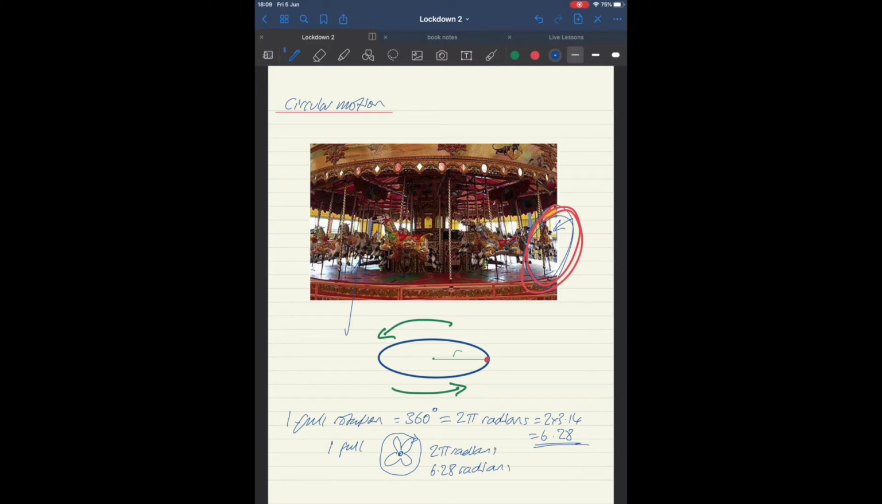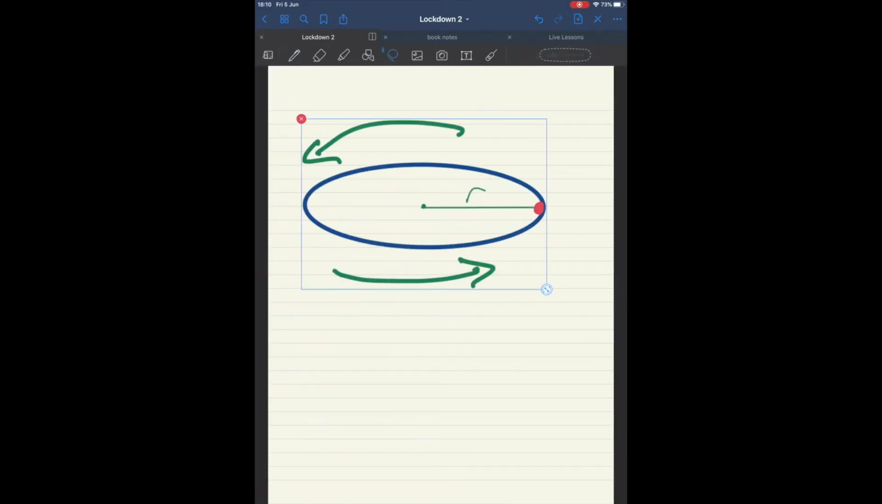One quick question then: 1 radian equals 360 divided by 6.28, which gives you 57.3 degrees. Are you okay with that? That comes from 6.28 radians equals 360 degrees. Therefore, that's where that comes from, if you're not sure.